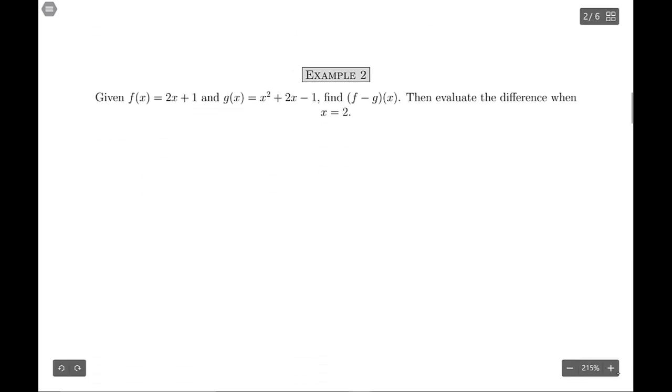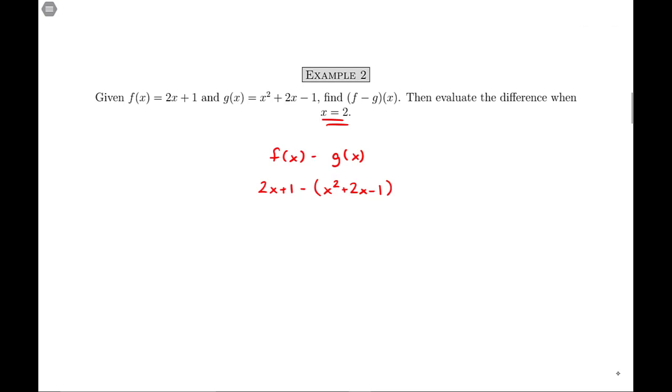With example 2, we're using the same functions as the previous example. Same f of x, same g of x. We're going to find the difference function, and then we're going to evaluate the difference function at x is equal to positive 2. So let's first begin with the notation. It's f of x minus g of x. F of x is 2x plus 1. When you're doing the difference, what I highly encourage you to do is once we get to that minus sign, the next function, place it in parentheses.